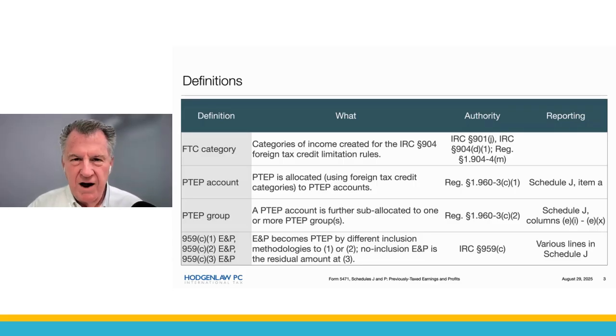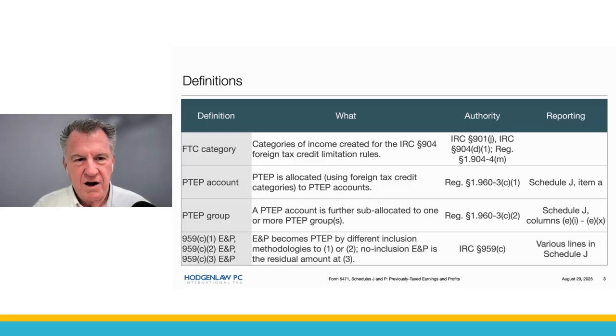Then once you have that slice and dice, you can see it's kind of branching out already. You take each of those PTEP accounts and you further slice and dice it into 10 little subcategories if you want. And see there, I've already gone off the rails with the nomenclature, but they call those 10 sub things PTEP groups. And those PTEP groups are enumerated in the regulations, and I give you the cite there. And you can see where those PTEP groups show up on the schedules.